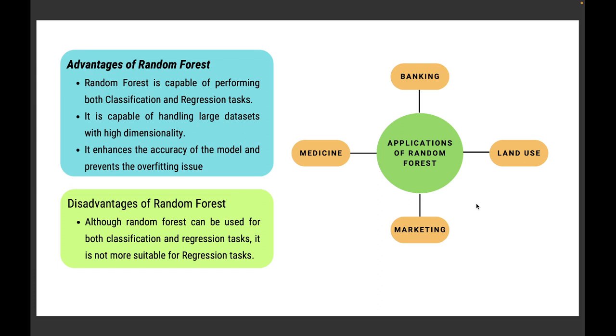Let's now see what the advantages of random forest are. Random forest is capable of performing both classification and regression tasks. Random forest is capable of handling large datasets with high dimensionality. Random forest enhances the accuracy of the model and prevents the overfitting issue. Disadvantages: although random forest can be used for both classification and regression tasks, it is not more suitable for regression tasks.